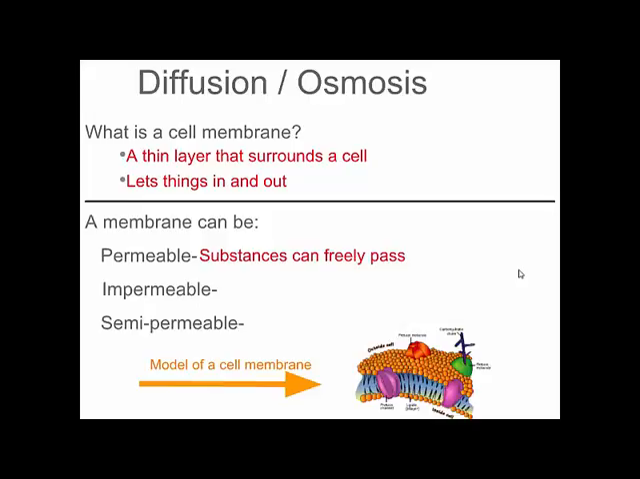The cell membrane is impermeable to starch. What does impermeable mean? Dean? Substances can't freely pass. Right, they cannot pass through.